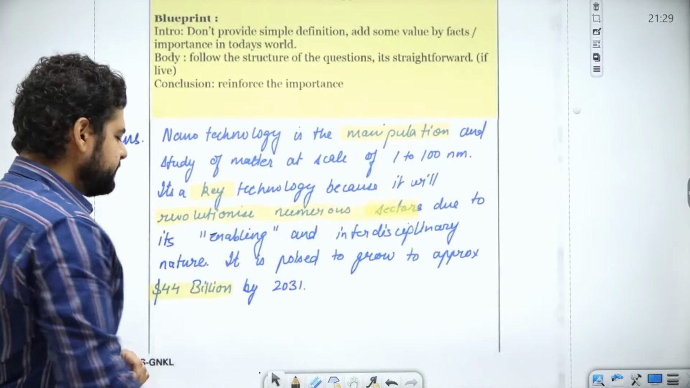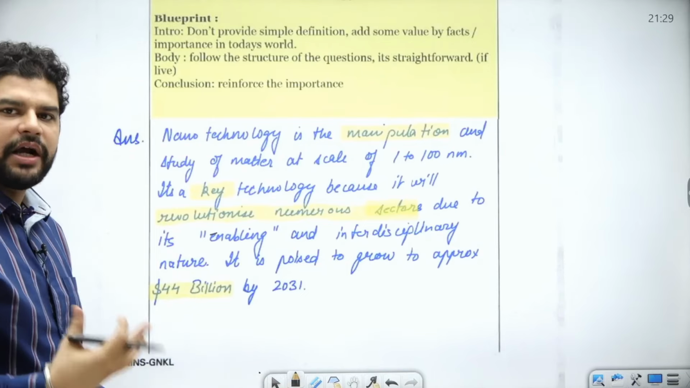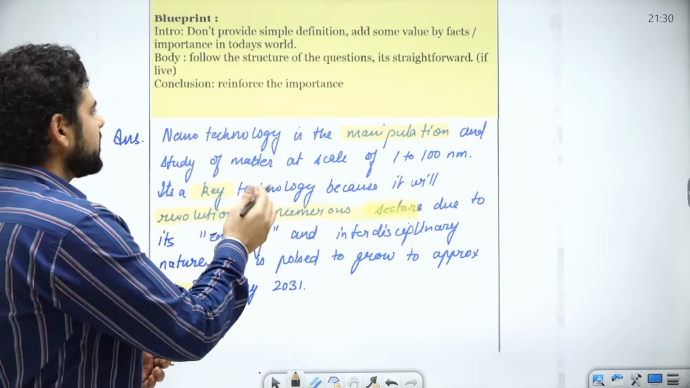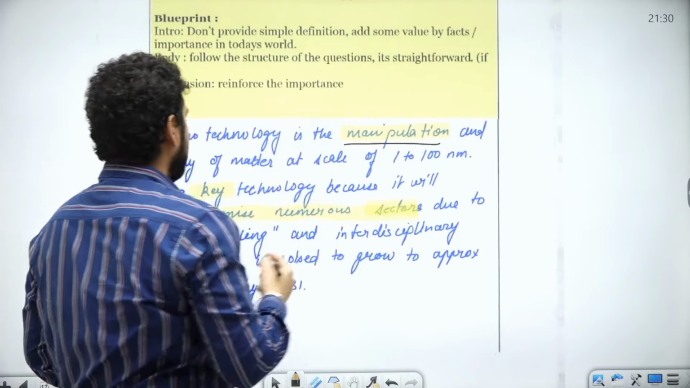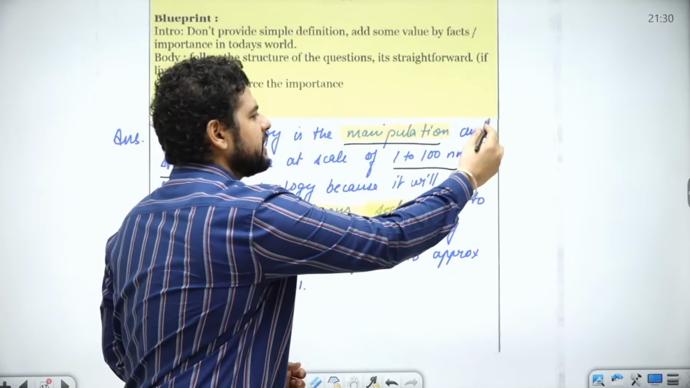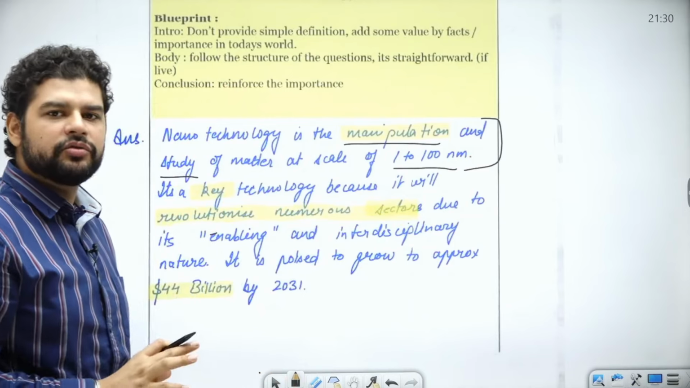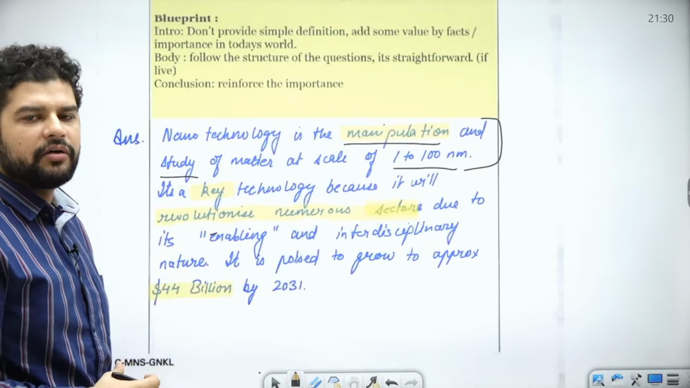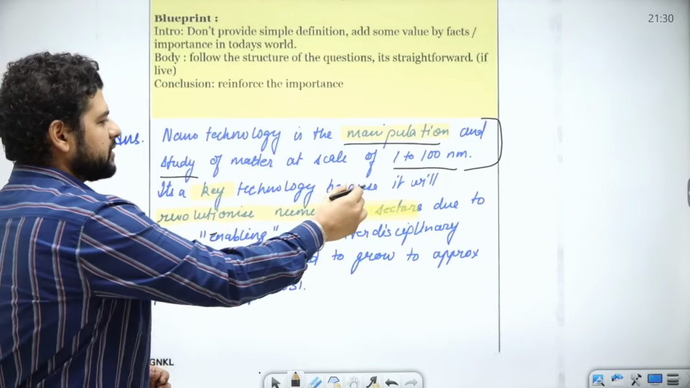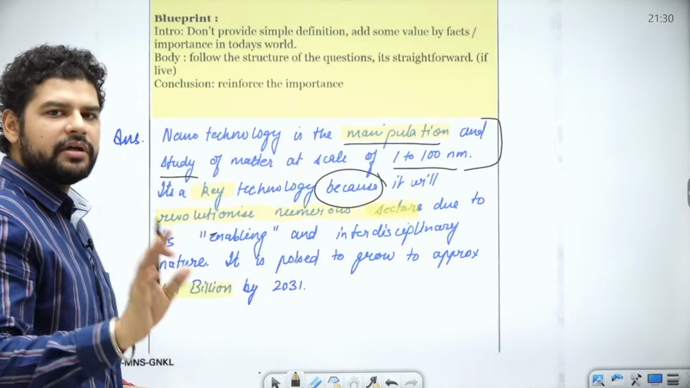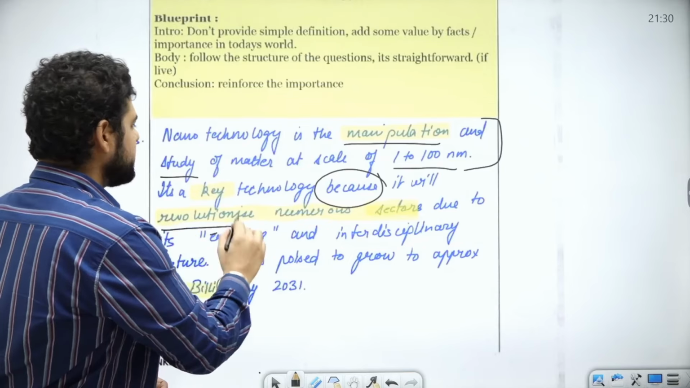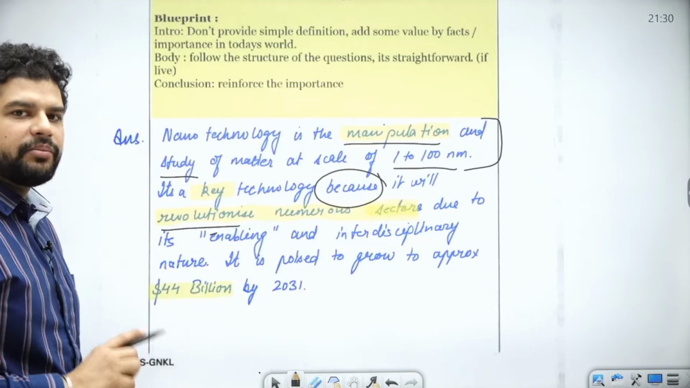So in the introduction, I have written the definition, but I have added value by adding its importance and a fact. So nanotechnology is the manipulation and study of matter at a scale of 1 to 100 nanometers. So in these two lines, I have precisely defined what it means if we study nanotechnology, right? It's a key technology because here itself I have given a brief introduction of the answer, that it will revolutionize numerous sectors. Now this is very important.